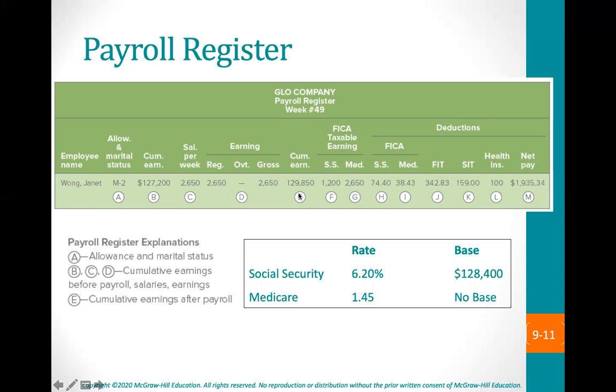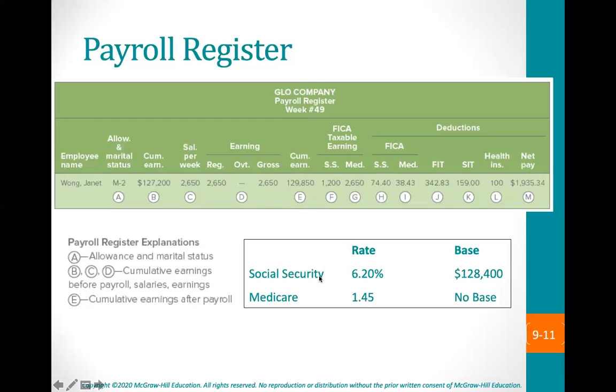So column E tells you her cumulative earnings to year to date after this week's pay. It's the column B, $127,200 plus her gross earnings of $26.50 gives you $129,850. So her year to date pay is $129,850. Next, we're going to look at FICA taxable earnings. SS is Social Security, MED is Medicare. So we've got to learn how to calculate these two numbers.